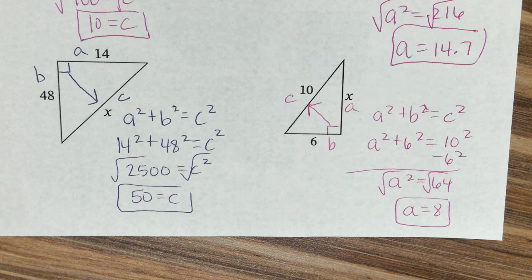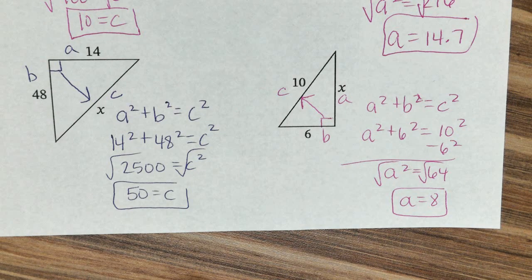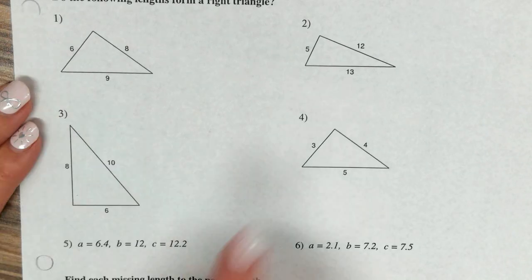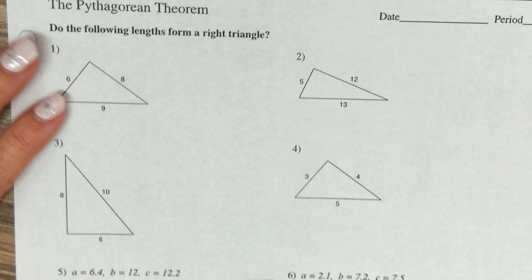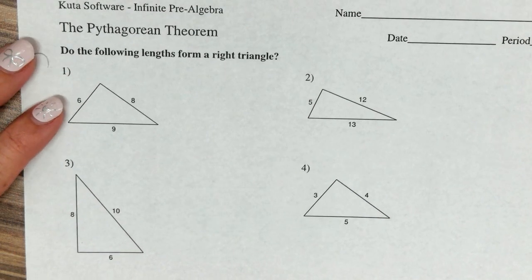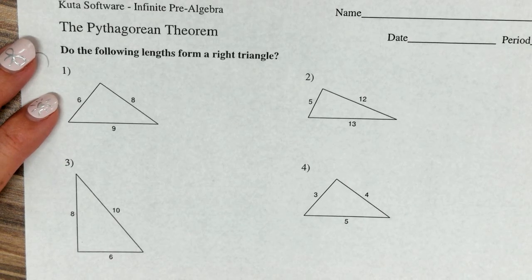Okay, I want you guys to look at the assignment. First of all, did anybody have questions on these two, or are we okay? Okay. On your assignment, make sure you put your name on it. On 1 through 6, all you're going to do is write yes or no, to see if it makes a right triangle.